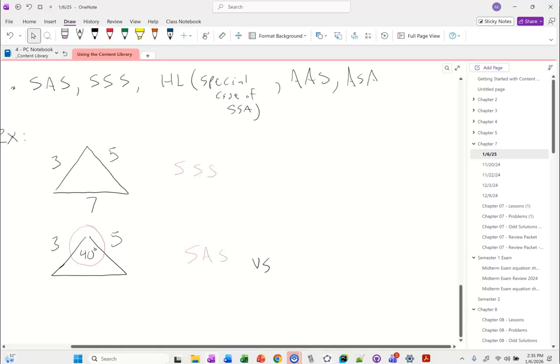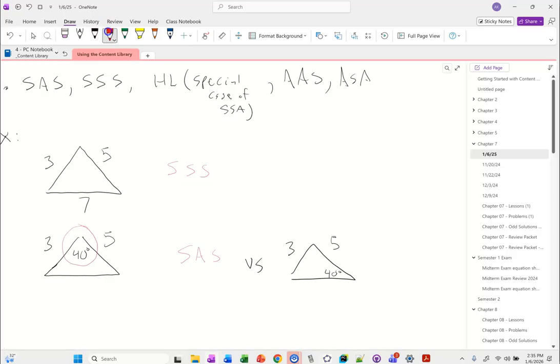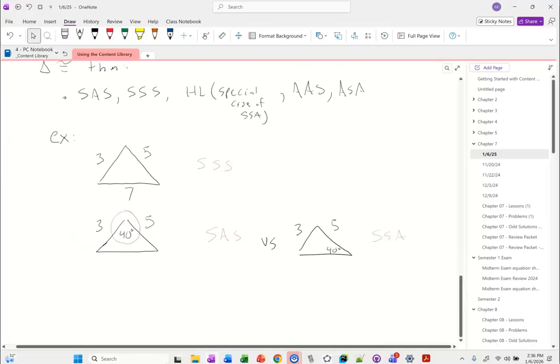Contrast that with this, which is side, side angle. Notice that the angle is not made up by the two given sides, right? 5 is part of the angle 40, but 3 is not part of the angle 40. You guys see the difference? Okay.